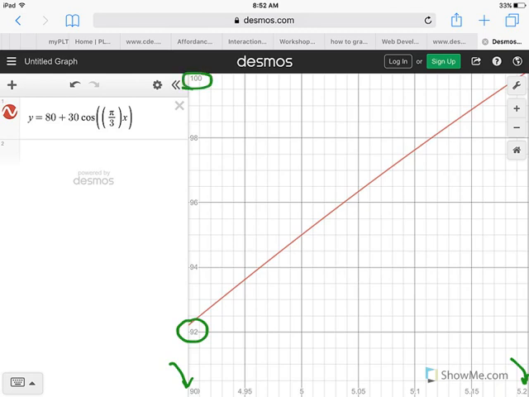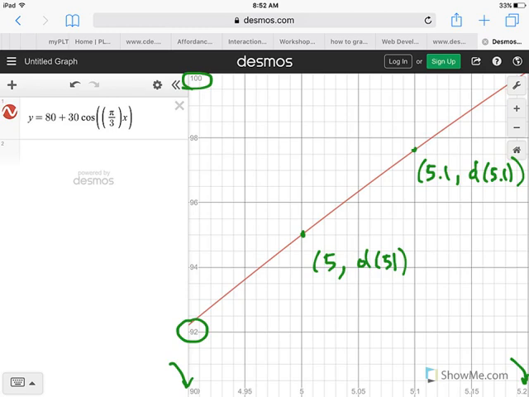So plot the points 5, d of 5. So here is 5, d of 5. And 5.1, d of 5.1. So here is 5.1, d of 5.1. So those are the 2 points that we were supposed to plot in number 2 of the extension. Find the slope of the secant line passing through these 2 points.